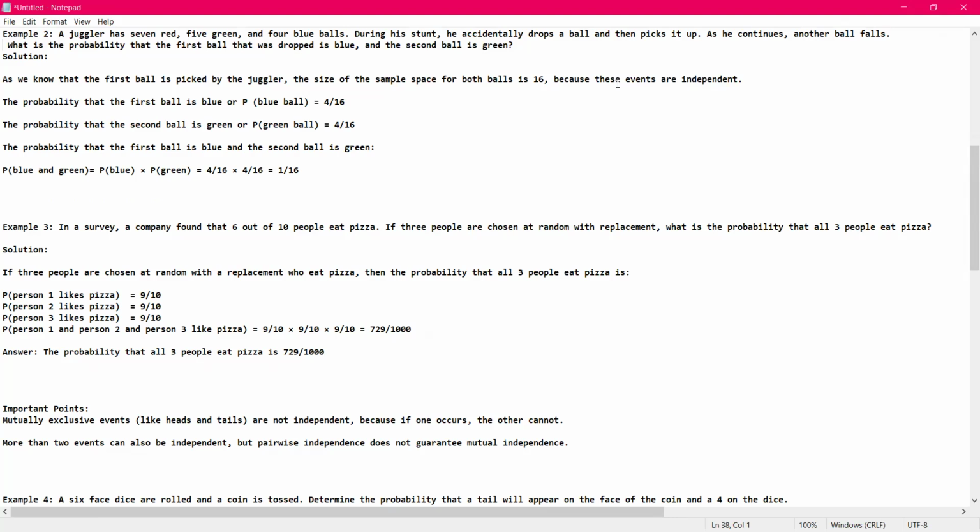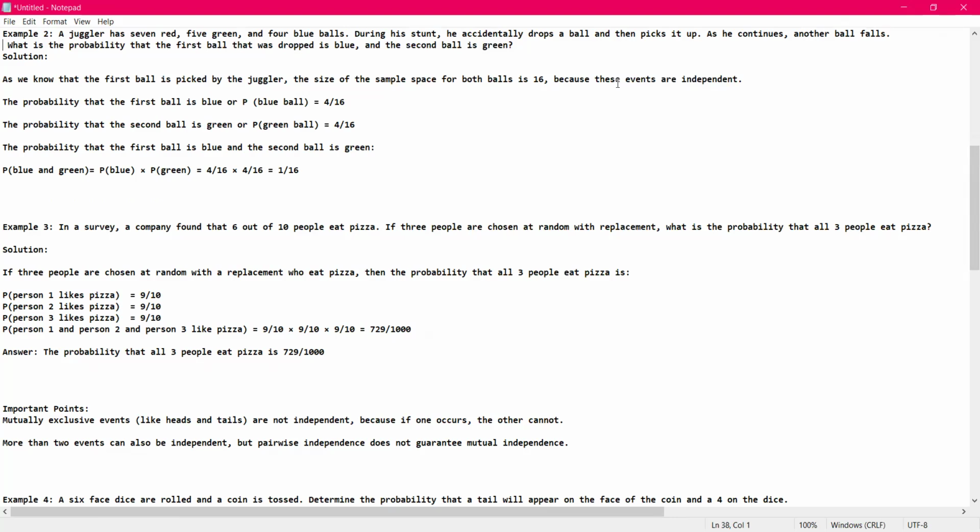Whenever he took the ball and he dropped it, that is green color. What is the probability? How many green balls are there? Second ball is green. It means it is 4 by 16. So why 4 by 16? Second ball is green means here they are not asking about with replacement. So we have to consider it as without replacement.